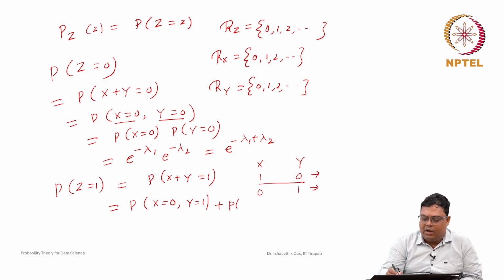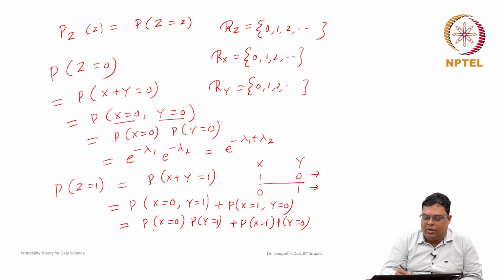So, this is nothing but the probability that X is equal to 1 and Y is equal to 0. Then, with the independence concept, we again use probability of X equal to 0 into probability of Y equal to 1, because they are independent, plus probability that X is equal to 1 into probability of Y equal to 0. So, then how will we find it?